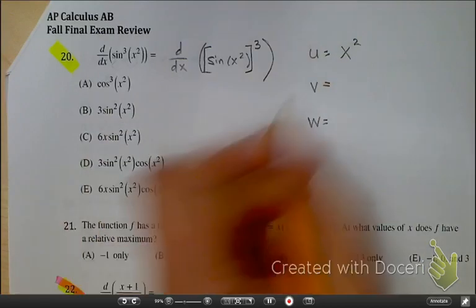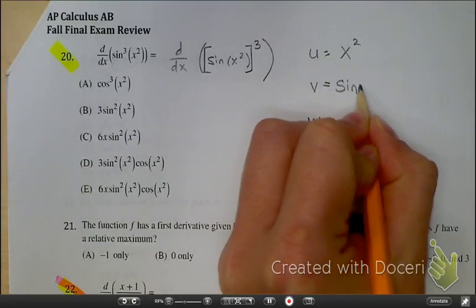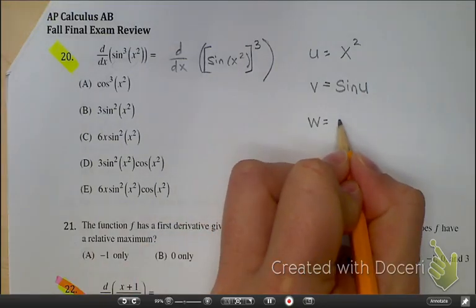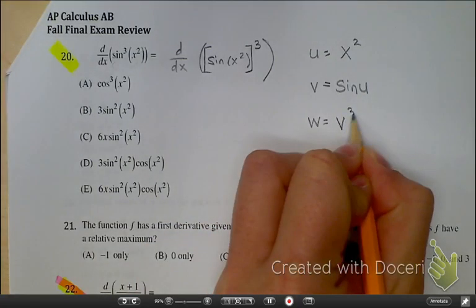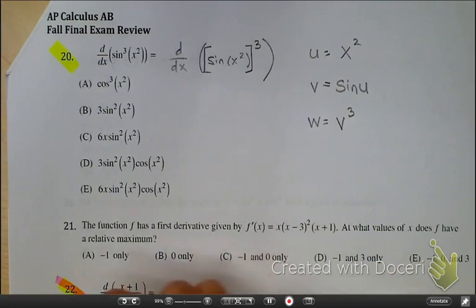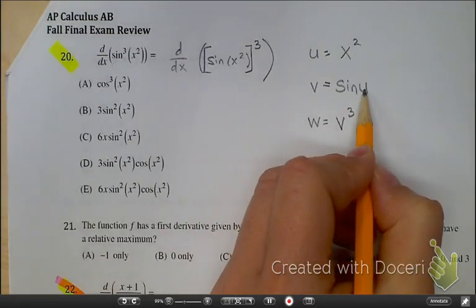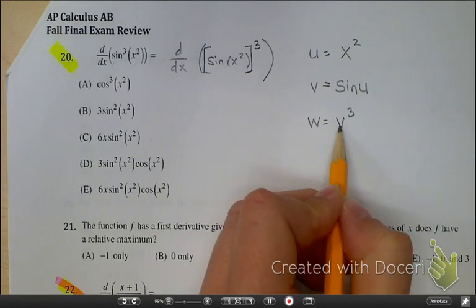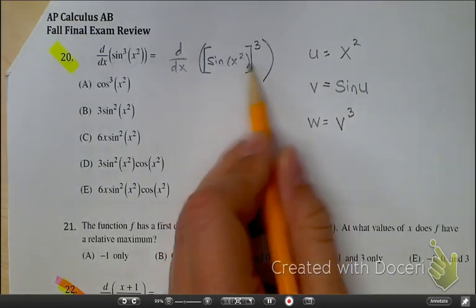The next layer of that onion is sine of u. We're taking sine of x squared. And my last layer is v that's being cubed. So if I did a little layering of this, if I plug x squared in here, I get sine of x squared. If I plug sine of x squared into here, I get sine of x squared, that whole quantity cubed, which is what I had originally.